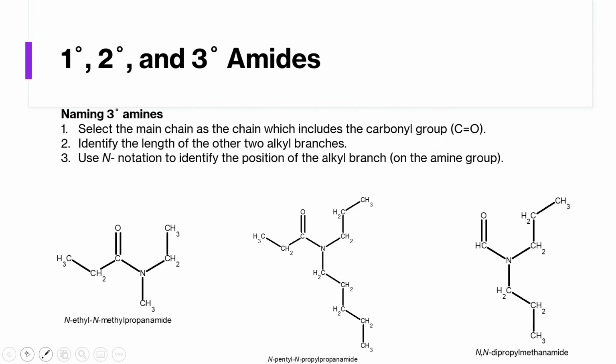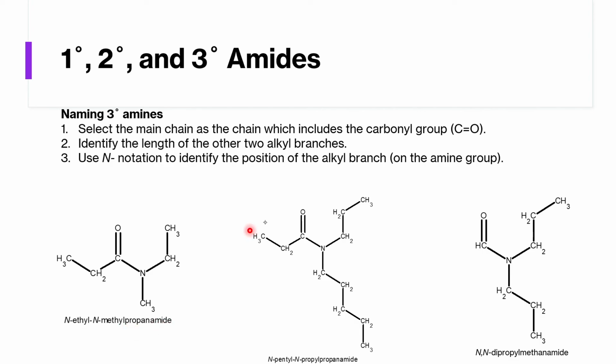So adopting all of the rules that we've used so far, we can then apply some of those to be able to name our tertiary amides. Again, typo, apologies. Our main chain has 3 carbons in it, and we have a methyl and ethyl branch. We're going to be ordering those alphabetically, so N-ethyl-N-methyl propane amide.